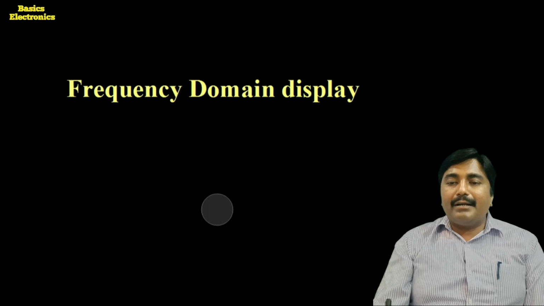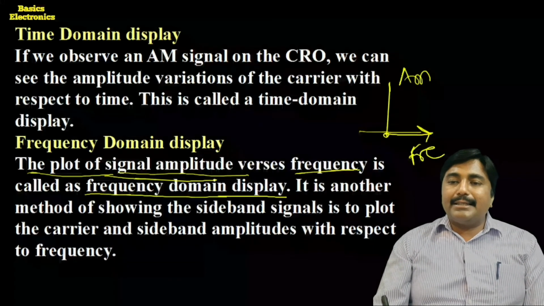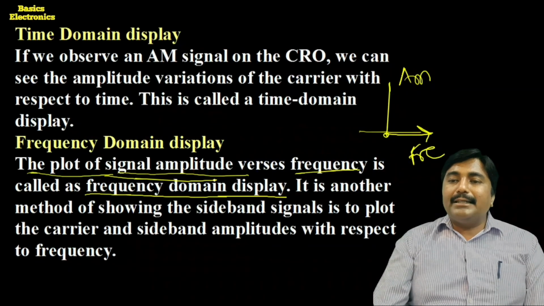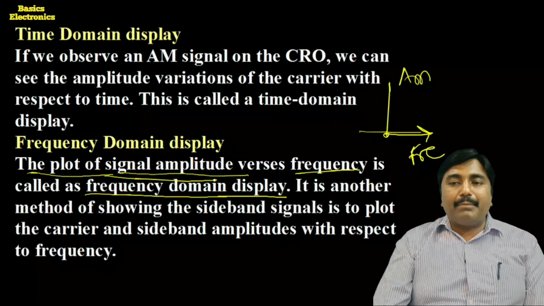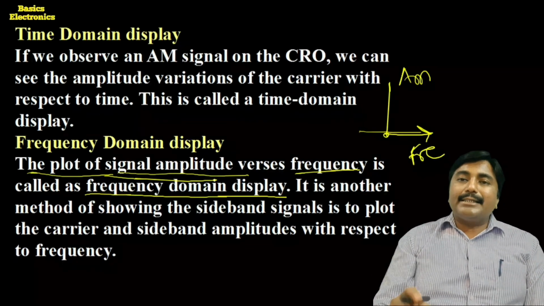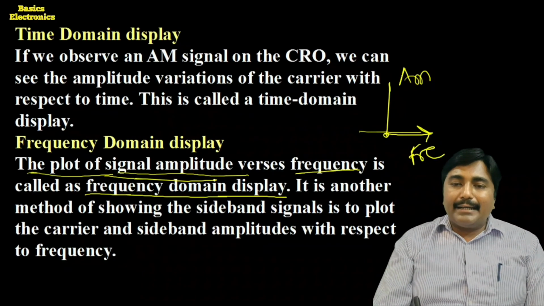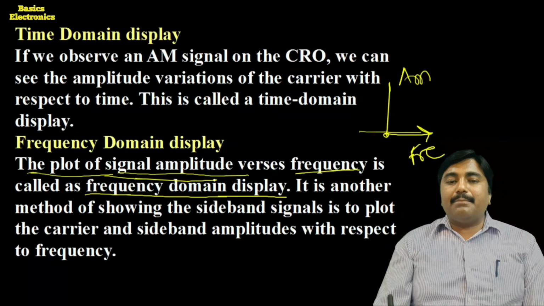On the vertical axis we show the amplitude, and on the horizontal axis we show the frequency. So this display we call the frequency domain display, whereas in the time domain display, on the horizontal axis we show the time and on the vertical axis we show the amplitude. It is amplitude versus time display, and frequency domain display means the signal amplitude versus the frequency.